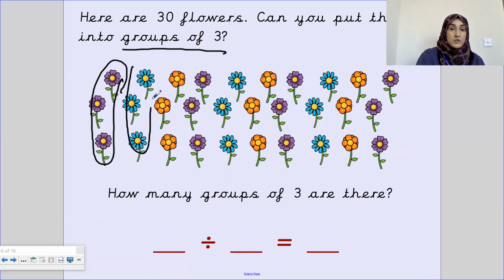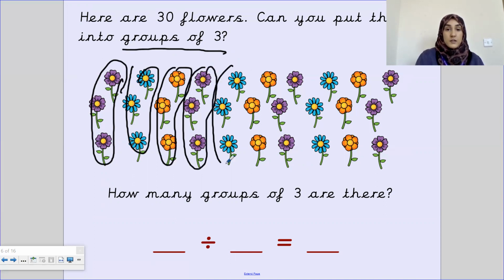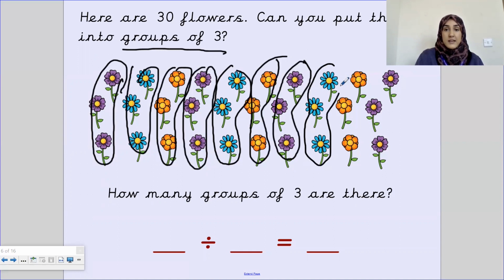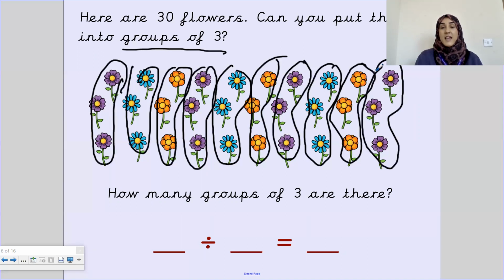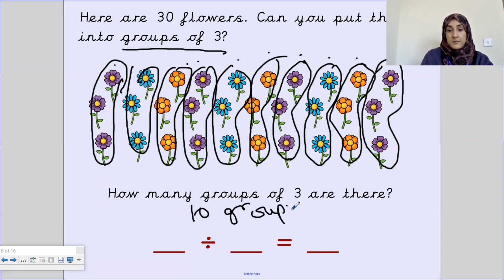1, 2, 3, 4, 5, 6, 7 groups, 8 groups of 3, 9, 10. I have 10 groups of 3. Let me count my groups. 1, 2, 3, 4, 5, 6, 7, 8, 9, 10. I have 10 groups of 3. So how many groups are there? 10 groups of 3 flowers.